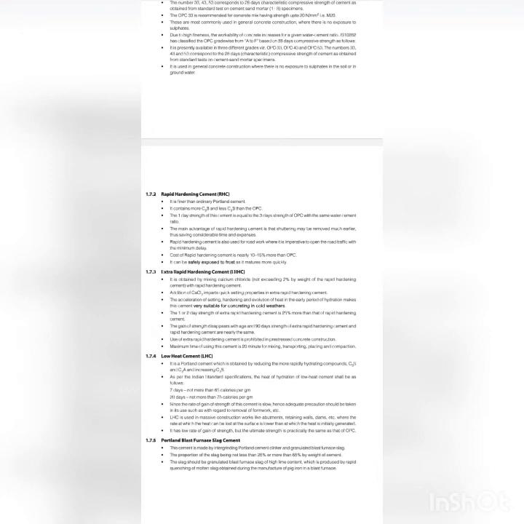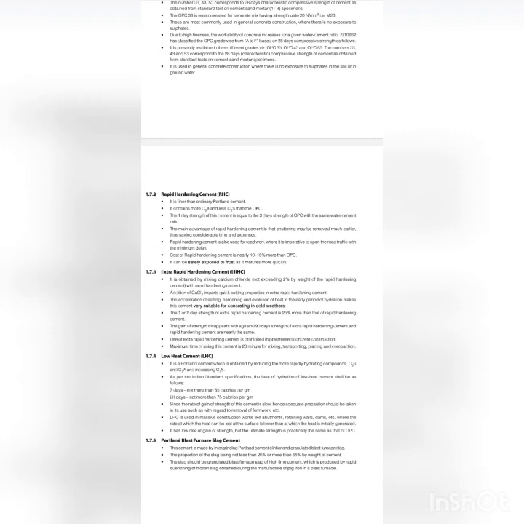ratio. The main advantage of rapid hardening cement is that the shuttering may be removed much earlier, thus saving considerable time and expenses. This cement is now used in every work. Rapid hardening cement is also used for road work where it is imperative to open the road to traffic with minimum delay. Cost of rapid hardening cement is nearly 10 to 15% more than OPC. And the last one, it can be safely exposed to frost as it matures more quickly.